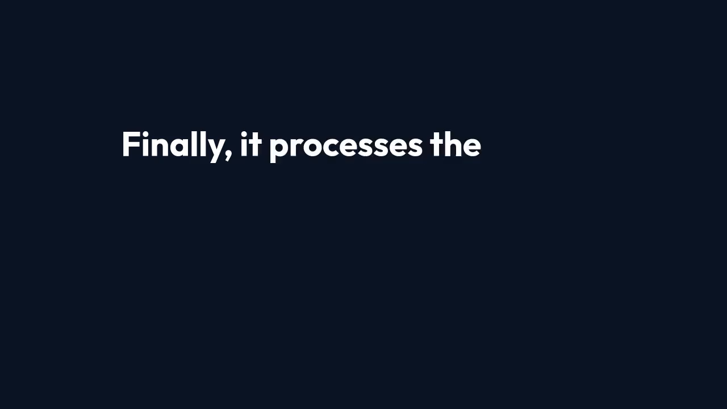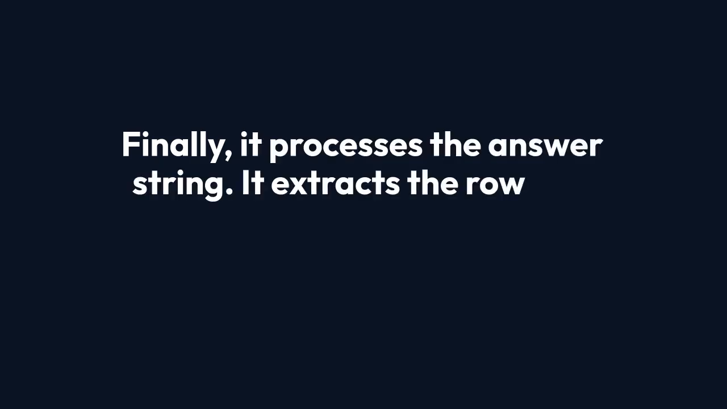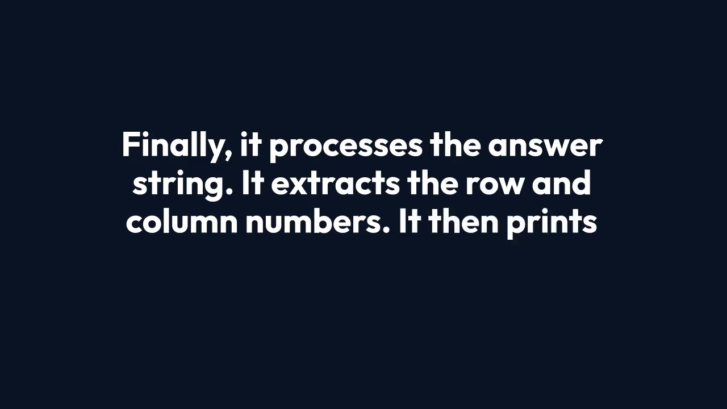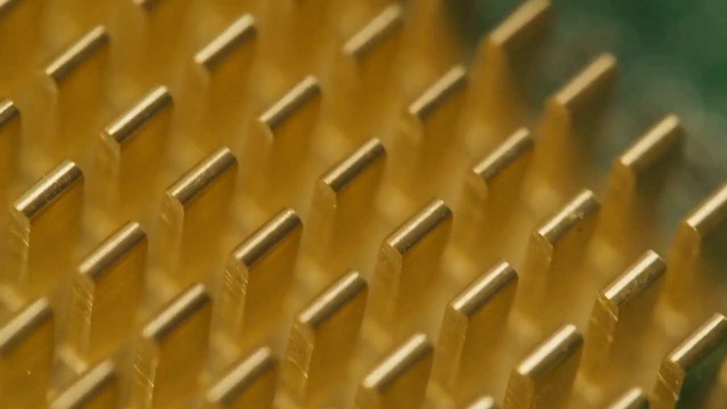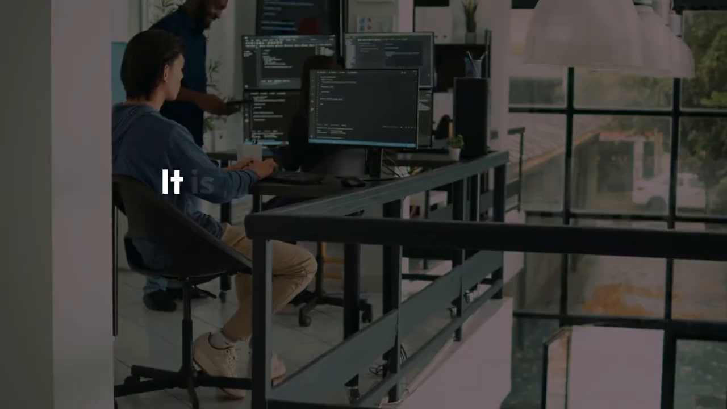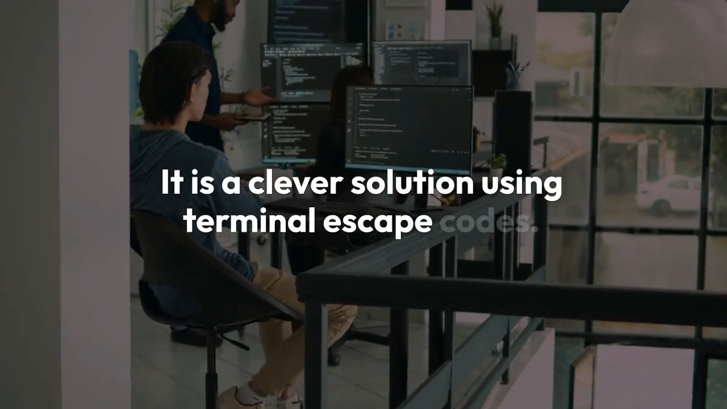Finally, it processes the answer string. It extracts the row and column numbers. It then prints them neatly for you. That is how you get your terminal cursor's position. It is a clever solution using terminal escape codes.